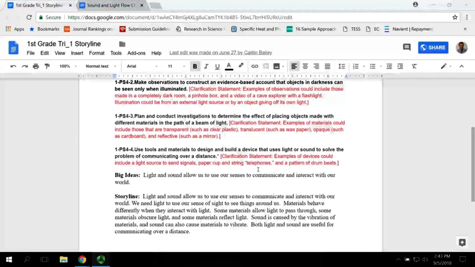Sound is caused by the vibration of materials, and sound can also cause materials to vibrate. Both light and sound are useful for communicating over a distance. So, that's the initial introduction to light and sound as types of energy and how they help us communicate.